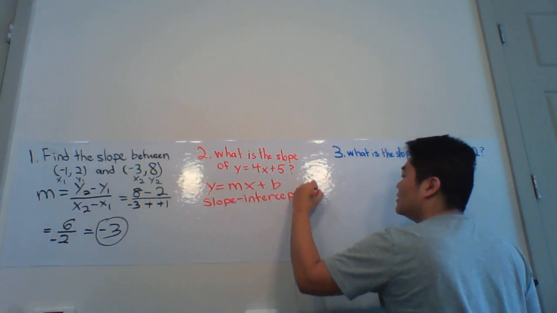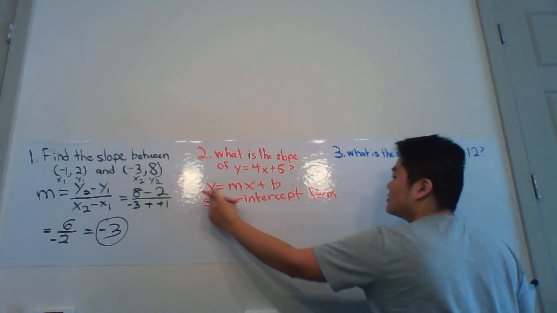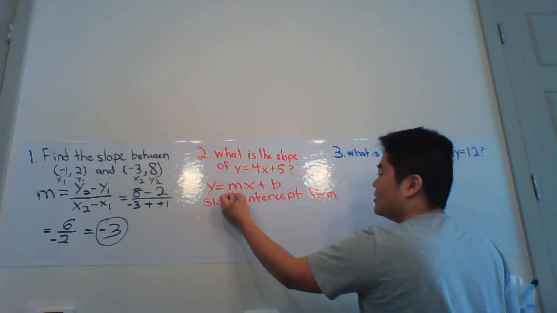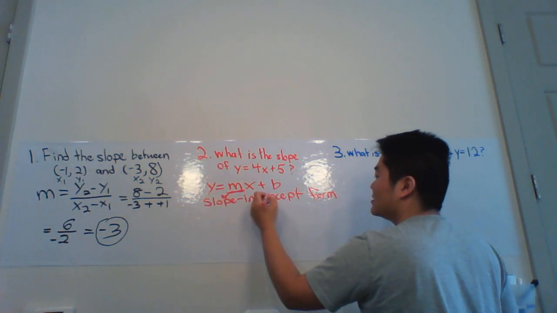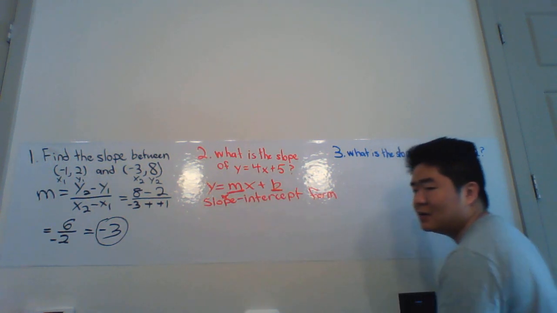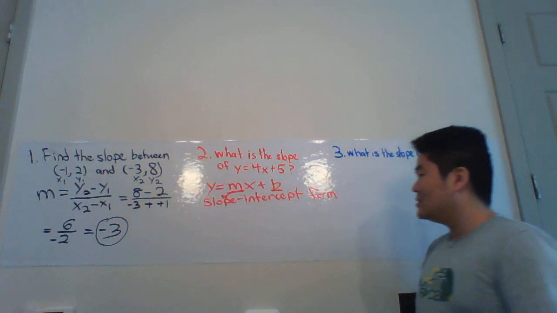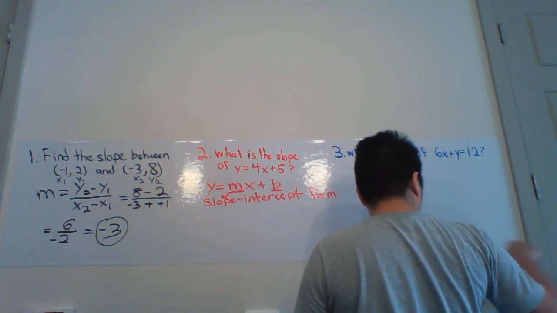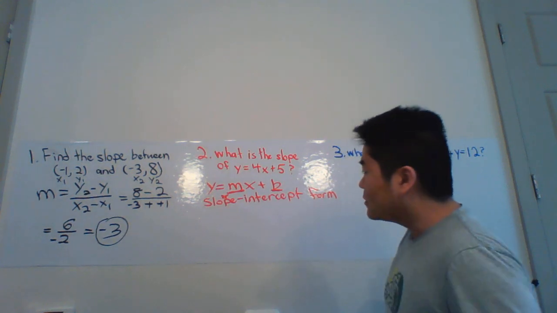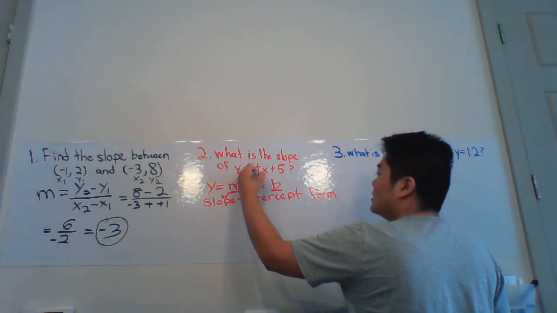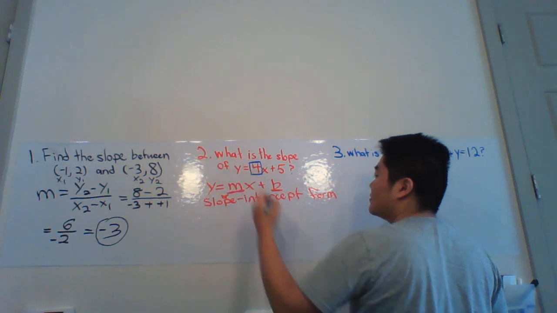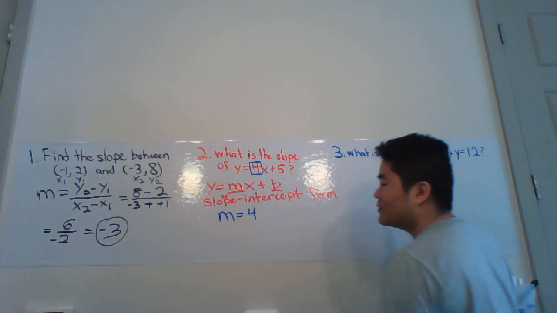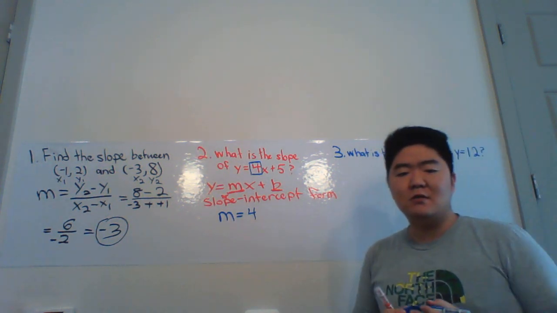What does that mean? Well, it means that this right here gives me a slope and the y-intercept. This m right here happens to be the slope, and this b happens to be your y-intercept. So, all I have to do actually is look at m for this equation right here. And my m happens to be the number 4. That's pretty much it. My slope is 4. Nothing else to it.